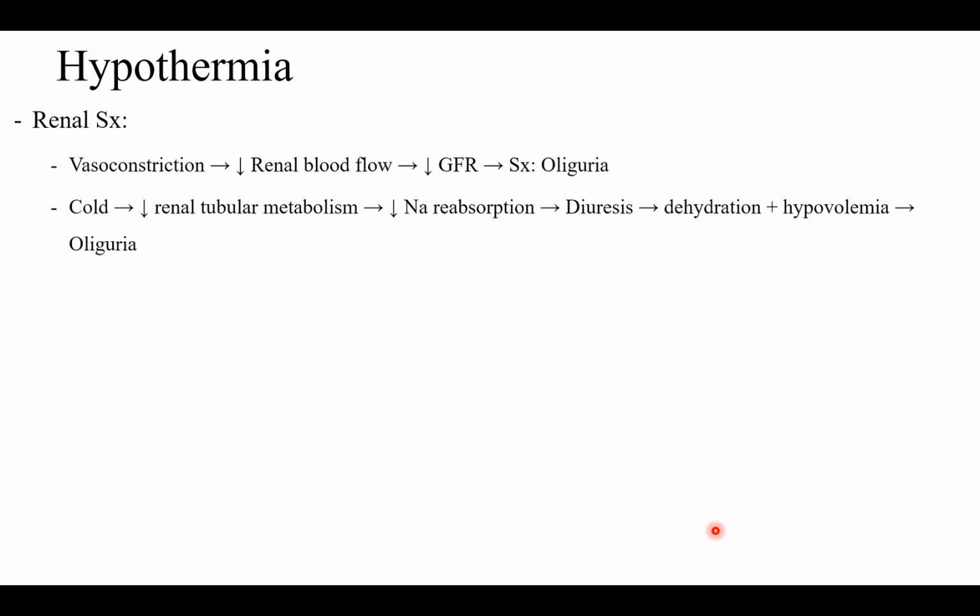Moving on to renal symptoms, vasoconstriction causes decrease in renal blood flow. You have decreased GFR, and that leads to oliguria. Another mechanism of oliguria is that cold decreases renal tubular metabolism, and that reduces sodium reabsorption, which causes diuresis, and diuresis further leads to dehydration and hypovolemia, and that further leads to oliguria as well.